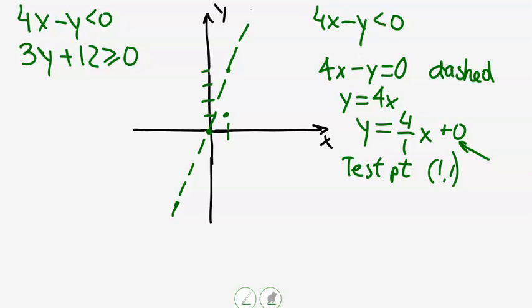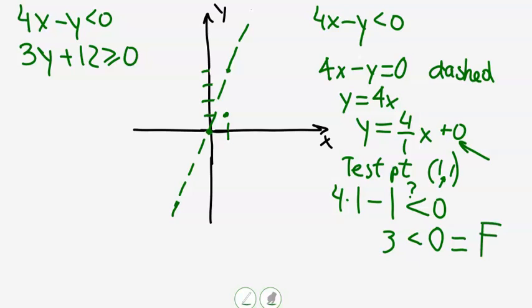So we use the point in our original inequality. So what do we do? 4 times 1 minus 1. We're checking if it is less than 0. So 4 minus 1, that's 3, is less than 0, which is obviously false. So this is false, which means which direction we need to go? Away from the point, right? Okay, so this is our shading for this inequality.